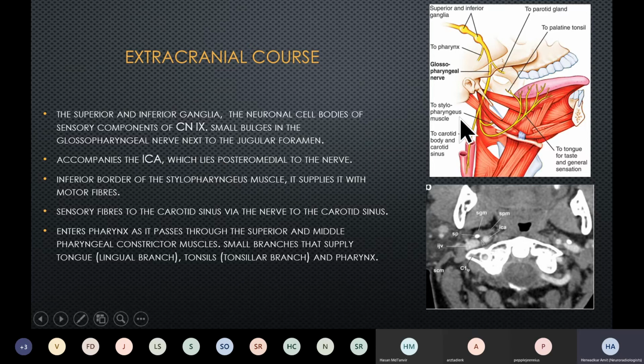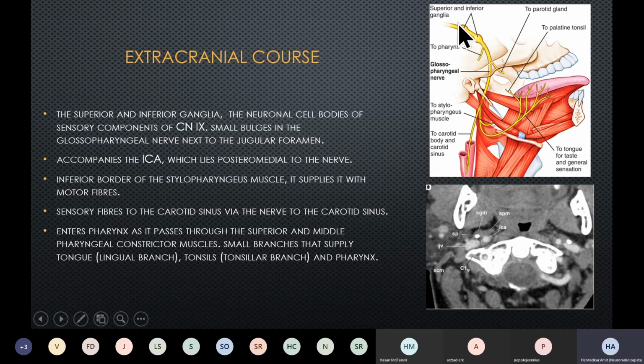is where it becomes very, very difficult to appreciate on imaging. So most of the cranial nerves, we will not be able to see them once they have exited out of the skull base, especially the branches. These are the branches that they send off. So we have talked about the superior and inferior ganglia, which are sort of focal bulges over here on the glossopharyngeal nerve.